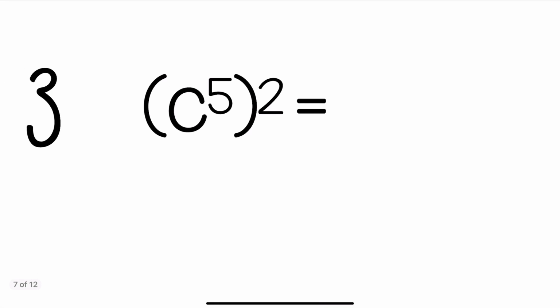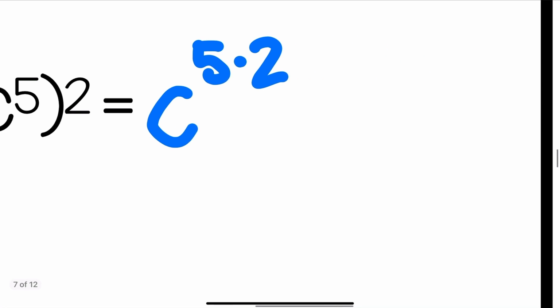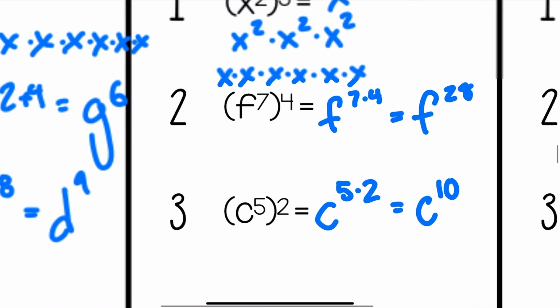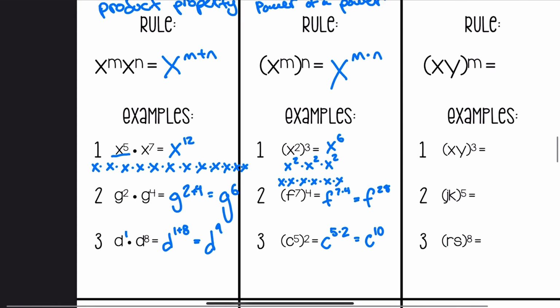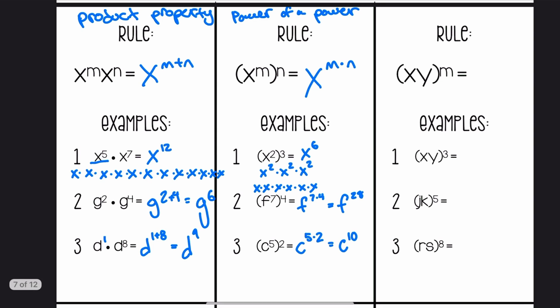Number 3, we have c to the 5th, and that's to the 2nd power. So we know we're going to start with our base, and then we're going to have our inside exponent times our outside exponent, which is 2. So that's going to be c to the 5 times 2, that's 10. So c to the 10th power will be our answer for that one. That is our power of a power rule, or property. All right, let's do the next one.